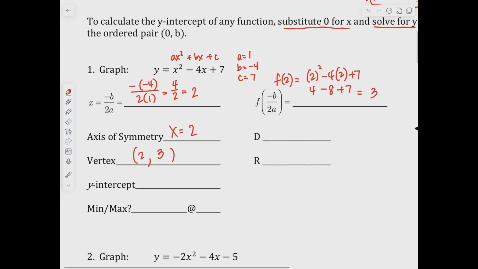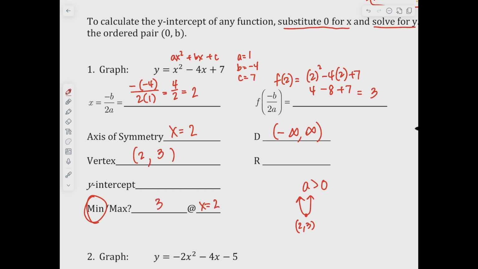Okay, now that I know that, I can do my domain. My domain is all real numbers. If I want to do the range, first thing, because my a value is positive, I know that my graph opens up. So my vertex is going to be a minimum value because it is the lowest point. So it has a minimum value of 3 at x equals 2. That also helps me with my range. Because it's a minimum, my y value is the lowest value. The maximum value is up to infinity. All my y values are greater than or equal to 3. So that's how I would do my range.